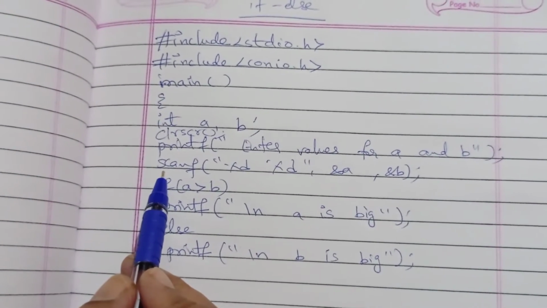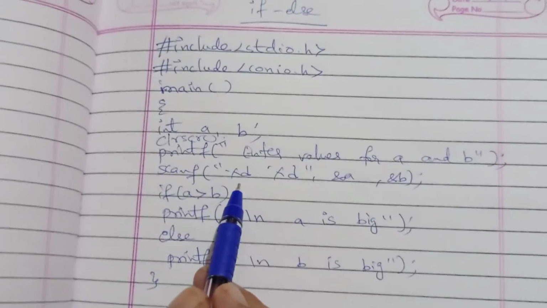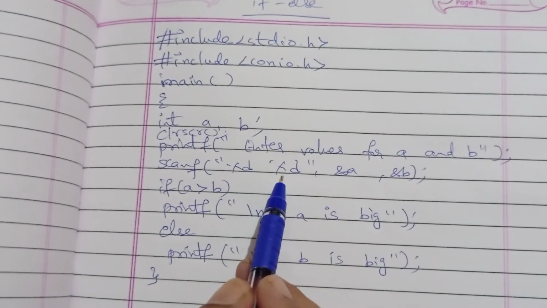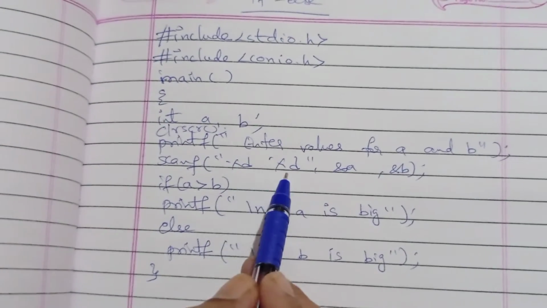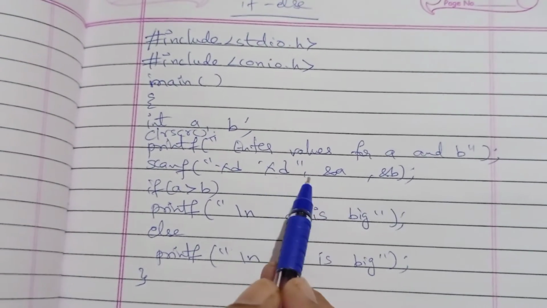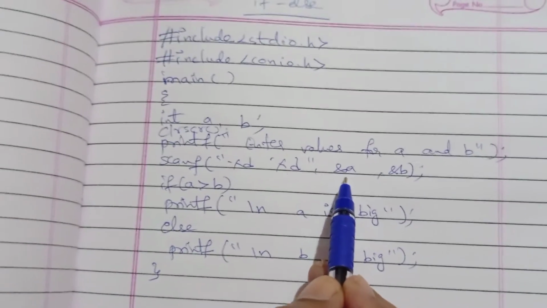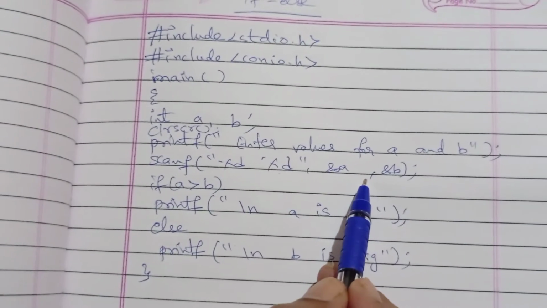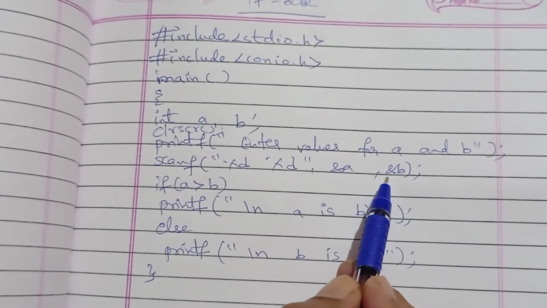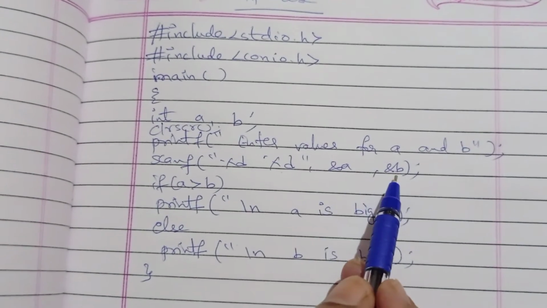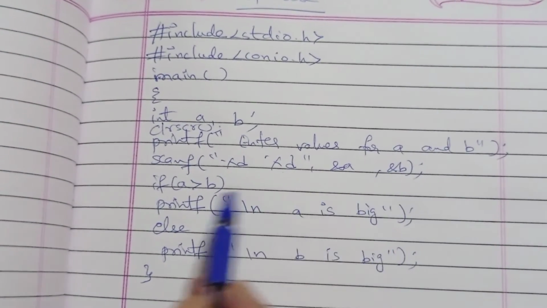For inputting, we use the input function scanf. And what are the data types? The data type is %d for integer. So for two values, you should use %d two times, close the double quotations, comma, the variable name with address location, comma, the second variable name with address location. So now it will be asking for two inputs. You need to input the two values.